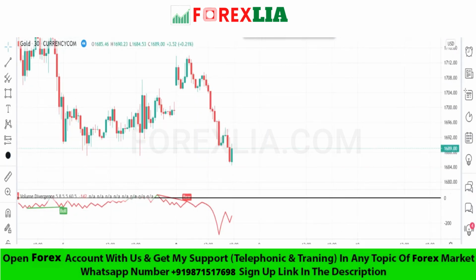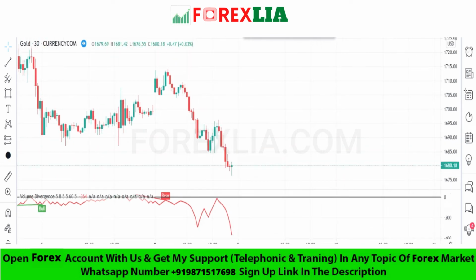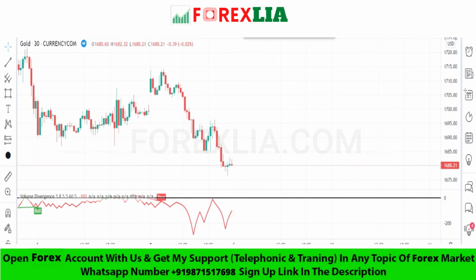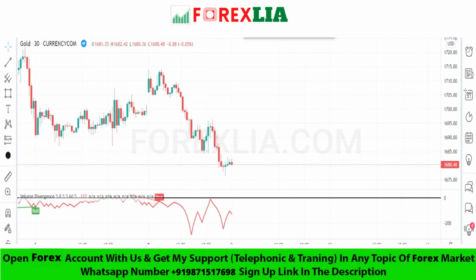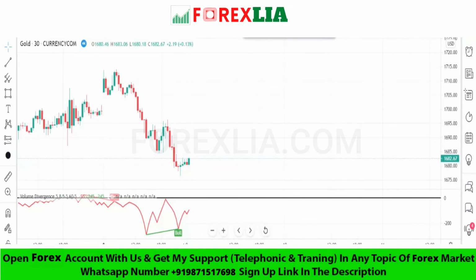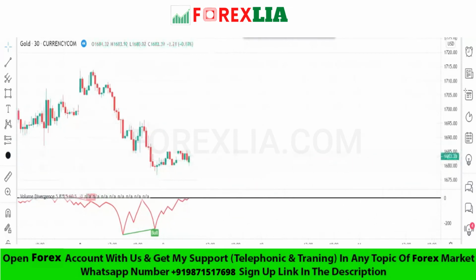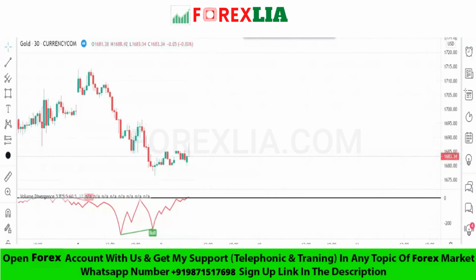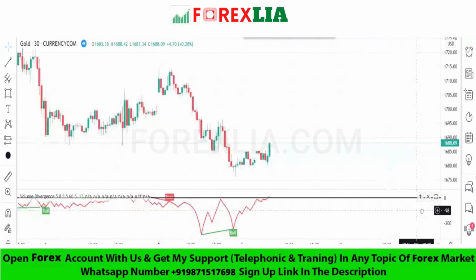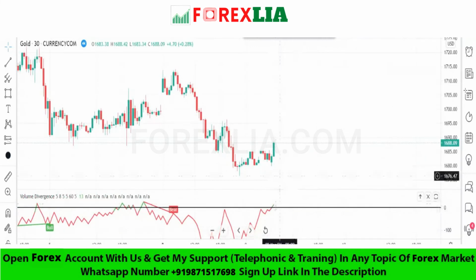The volume divergence indicator signals bull side with the market crossing the middle line upward. Then we take a buy trade. Here is the buy signal confirmation, but we wait for the market to cross the middle line upward. Then we take the buy trade. Here is the market crossing the middle line upward. We place the buy trade.